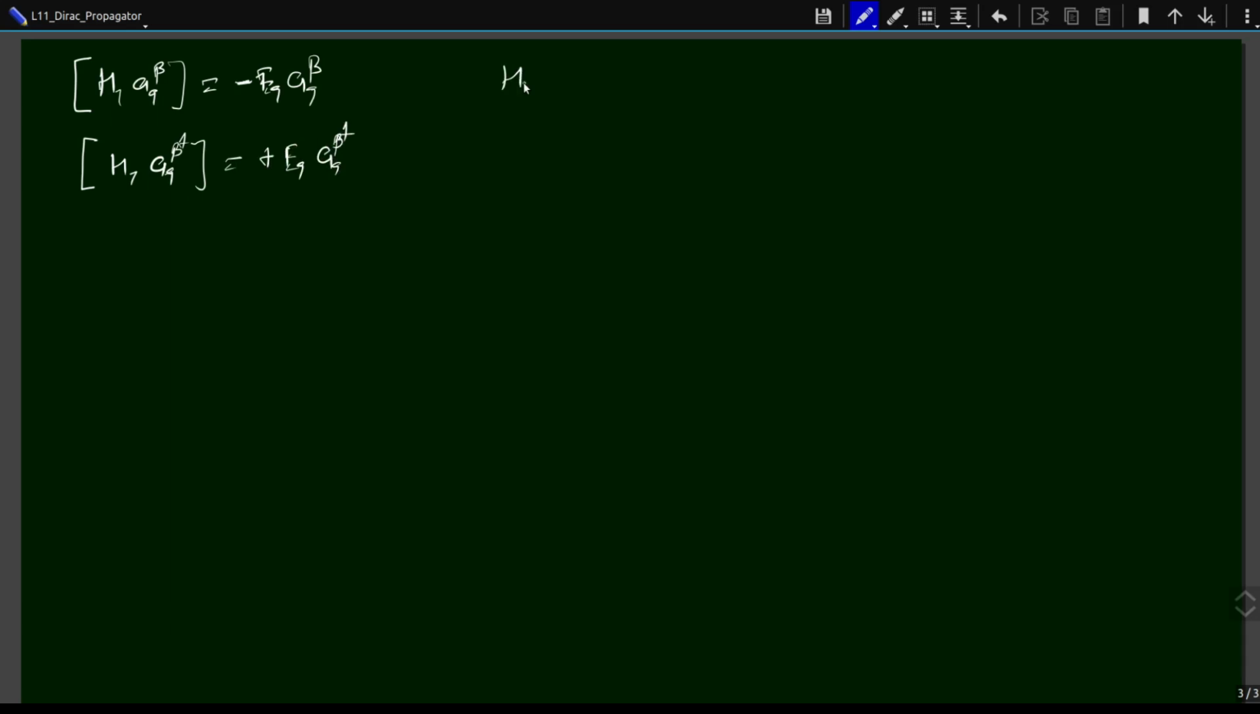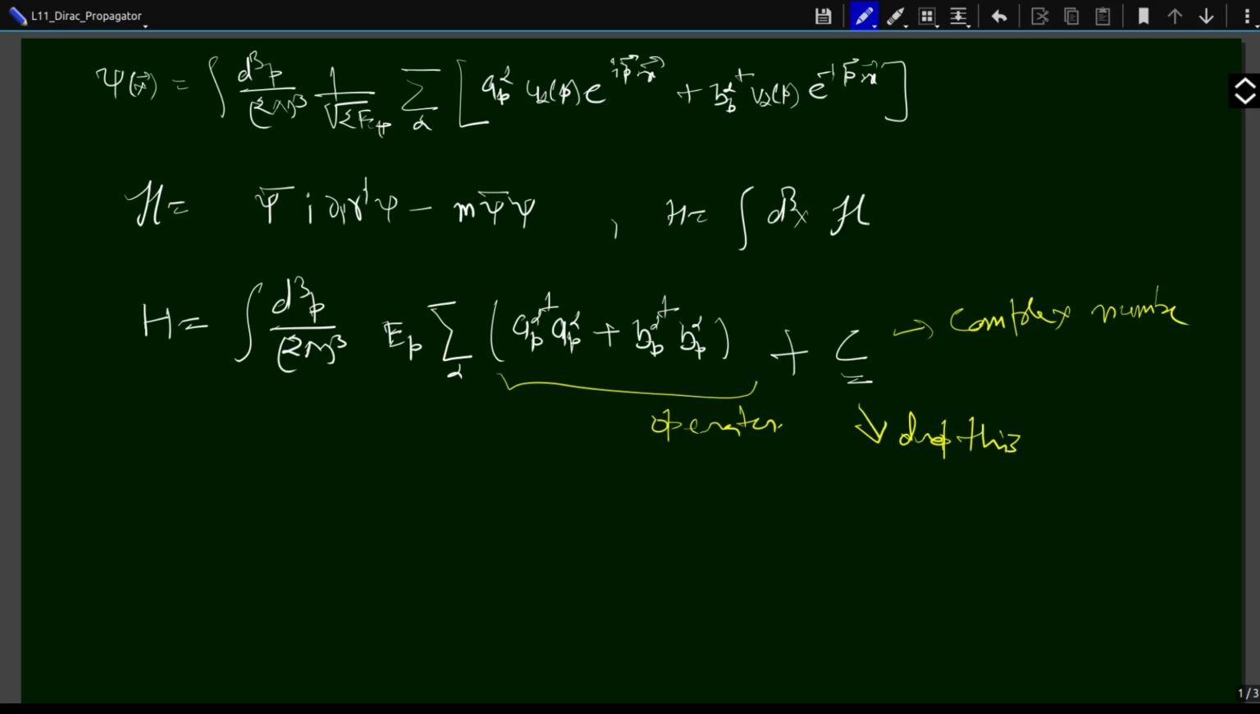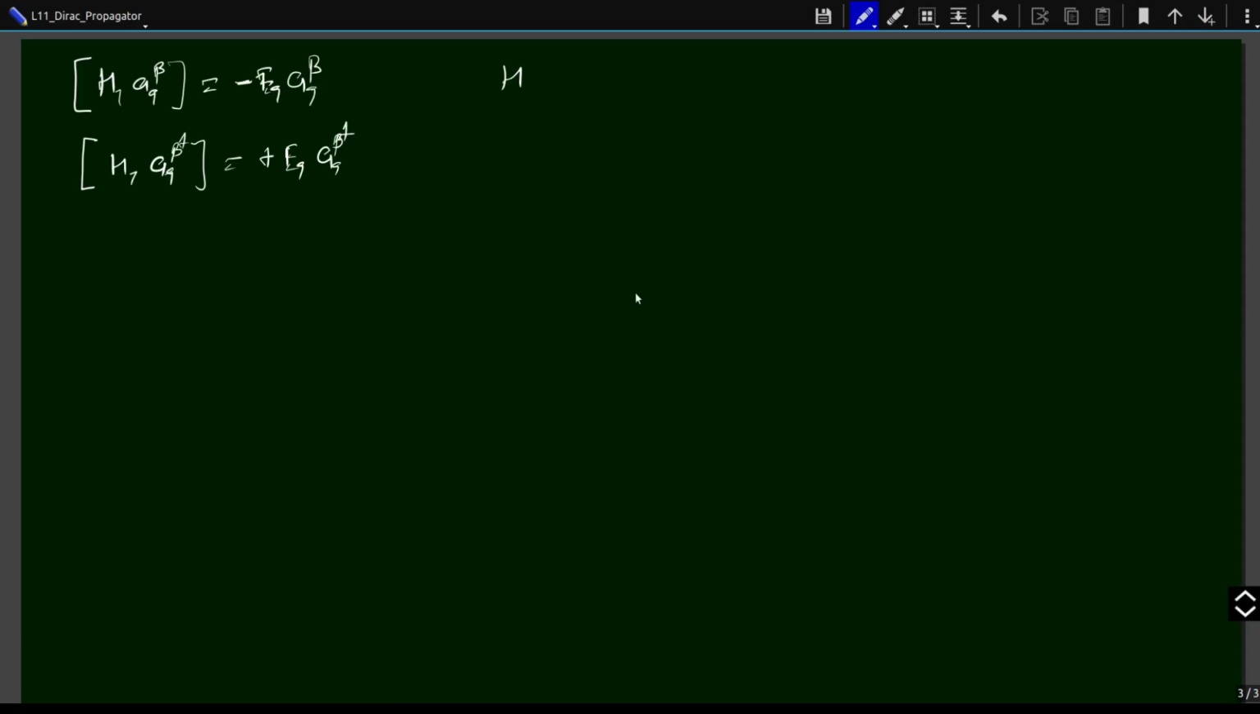Similarly, the expression of H, if you see, is completely symmetric between a and b. There is no basic difference if I just replace a and b. So if I have to compute the commutator of H with b_q beta, I can blindly follow the same steps, and I'll get minus E_q b_q beta, and [H, b_q beta dagger] equal to plus E_q b_q beta dagger.